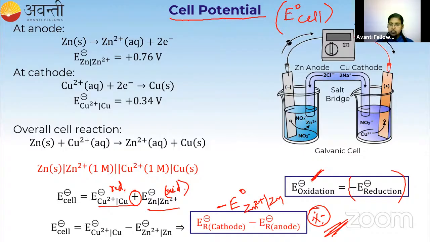Are you all clear with this? Cathode minus anode formula for the reduction to find out the E naught value. Any doubt from this?